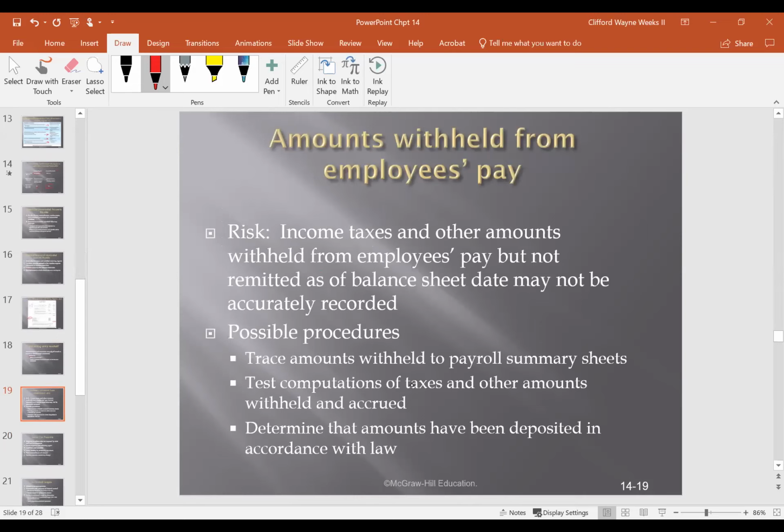Amounts withheld from employees. So these would be accrued liabilities. Again, the risk here: income taxes and other amounts withheld from employees, paid but not remitted as of the balance sheet date, may not be accurately recorded. Possible procedures: trace amounts withheld to payroll summary sheets, test computations of taxes and other amounts withheld and accrued, and determine what amounts have been deposited in accordance with law.